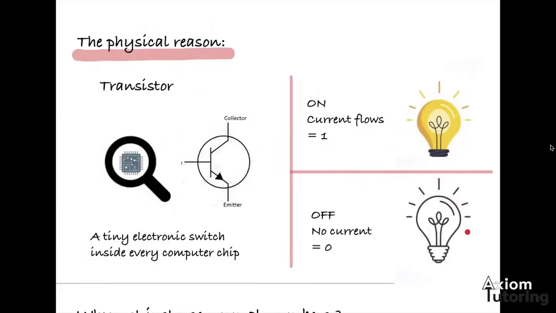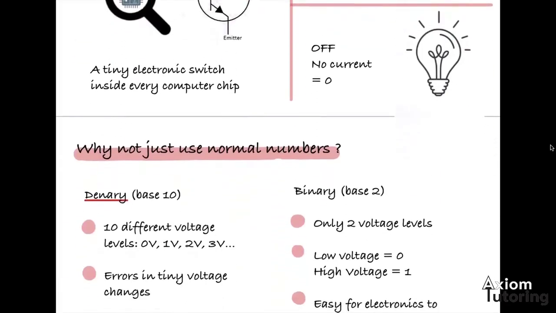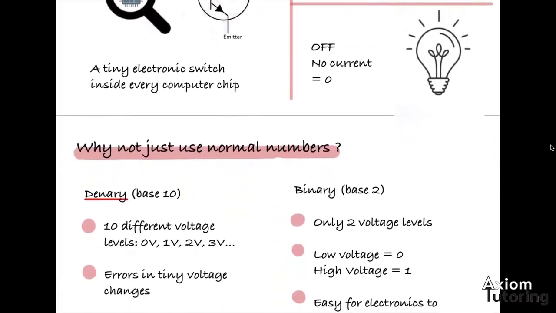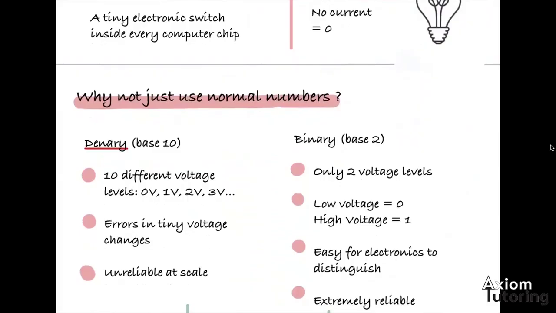Now, each transistor stores exactly one piece of information, a 0 or a 1. We call that a bit, short for binary digit. And when you put billions of those transistors together on a single chip, then you get something powerful enough to run an entire operating system. Now, you might be wondering, why not just store numbers the normal way? Why not use digits 0 to 9 like we do every day?